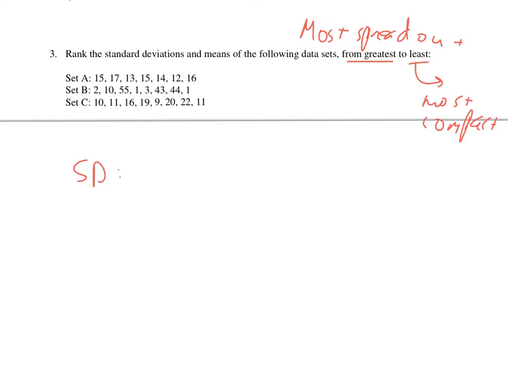And so just looking at the data set, I can see that the most spread out is data set B. You can see we have kind of numbers ranging all over the place from 1 to 55. And I would say that the next most spread out is set C. You can see we're going from like 22 to 9. And then the most compact is set A. Kind of everything is grouped there together in the middle. So that's standard deviation.